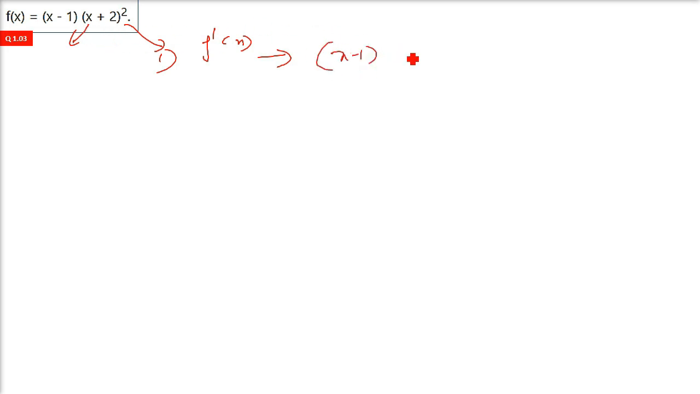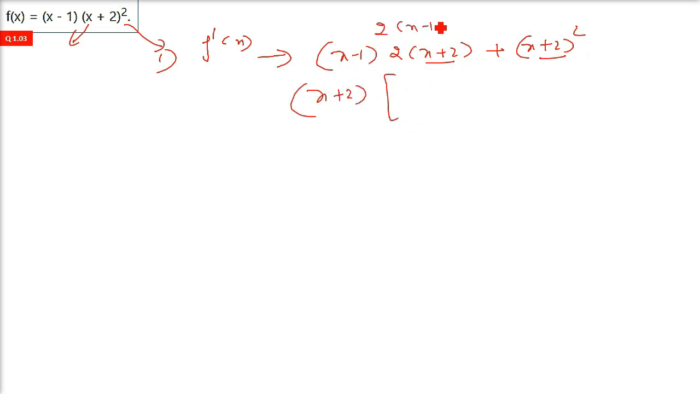(x minus 1) is already there, so I'll use the product rule for the efficient solution. I take x minus 1, now differentiate (x plus 2) whole square, next (x plus 2) whole square, differentiate x minus 1. Now we can take x plus 2 outside, because this is common. Inside you will have 2 into x minus 1, that is 2x minus 2. Inside this we have x plus 2. Now what you see, 2x plus x is 3x, 2 gets cancelled. So the differentiation value is 3x into (x plus 2). Better is to multiply inside, because we are going to do the double differentiation as well.